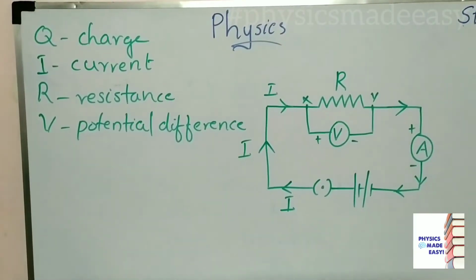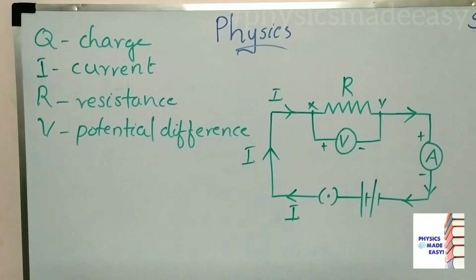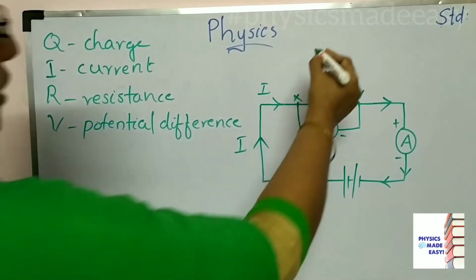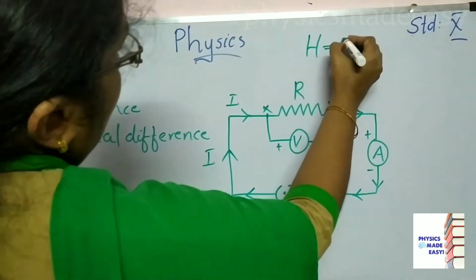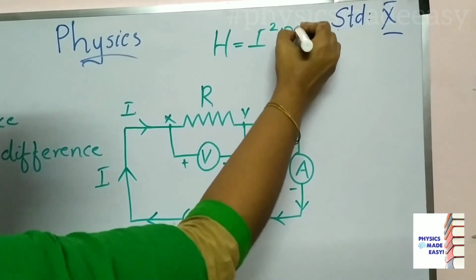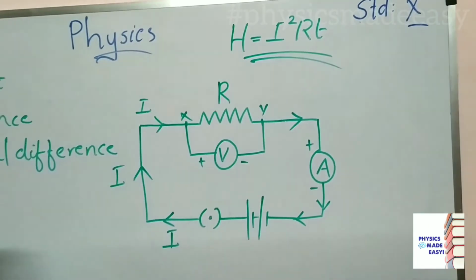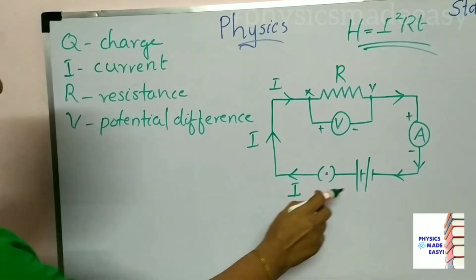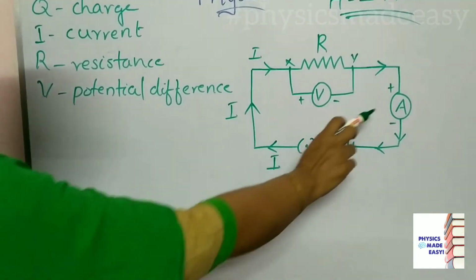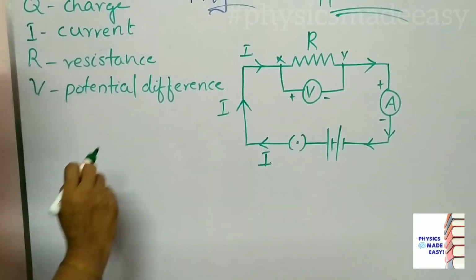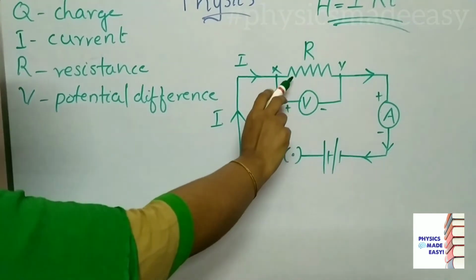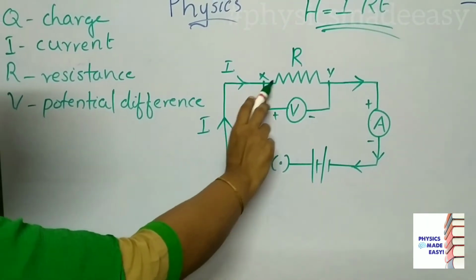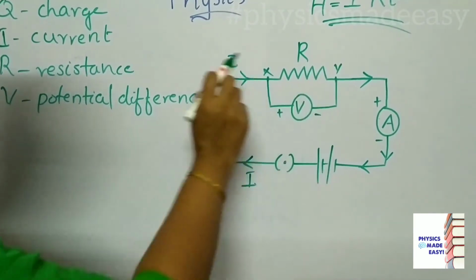Now we have to derive the equation H is equal to I squared Rt. From that Joule's law of heating, Joule's law, we wrote H is equal to I squared Rt. Now we are going to derive this equation. So here you can see a circuit diagram. In this battery there, key, ammeter, voltmeter and a resistor. Here we can take this resistor has resistance R and that is connected between the points X and Y.